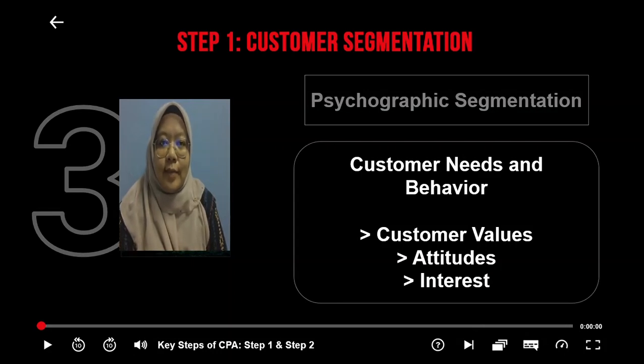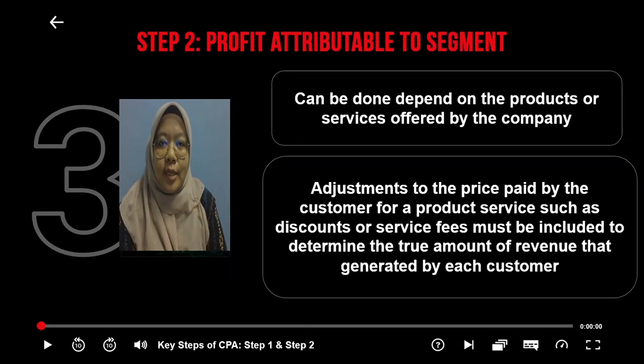The second step in implementing customer profitability analysis is revenue attributable to each segment. Once segments have been identified, the annual revenue is calculated on a segment by segment basis. How this is done will depend on the product or services offered by the company. Adjustments to the price paid by the customer for a product or service, such as discounts, service fees, or product enhancement fees, must be included to determine the true amount of revenue generated by each customer and the aggregate amount calculated for the customer segment.